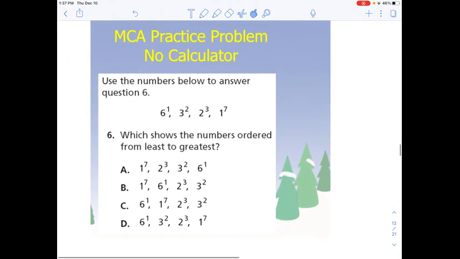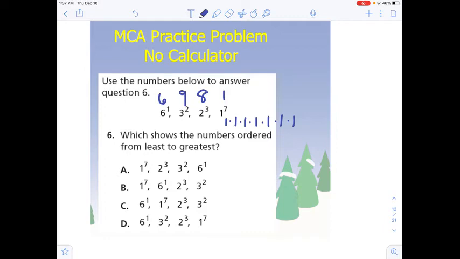Okay, and then the next one here, again, no calculator, but it says use the numbers below to answer question 6. And question 6 says which shows the numbers ordered from least to greatest. So 6 to the first power would just be 6. 3 to the second power would be 3 times 3, which is 9. 2 to the third power would be 2 times 2 times 2. 2 times 2 is 4, times 2 is 8. And then 1 to the 7th power would be 1 times 1 times 1 times 1 times 1 times 1 times 1, which would just be 1.